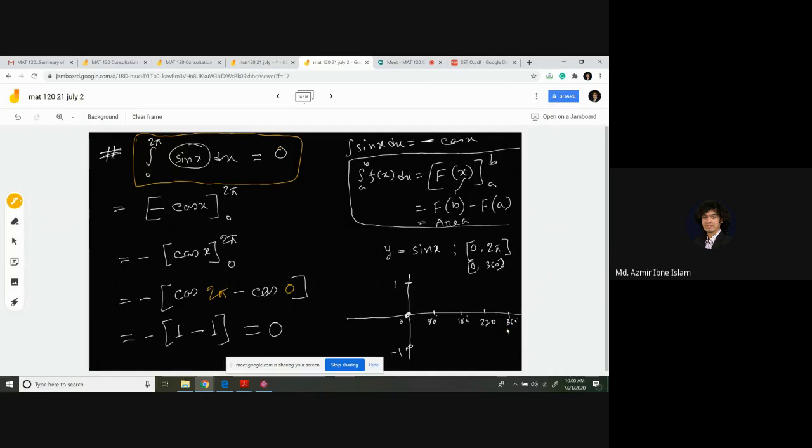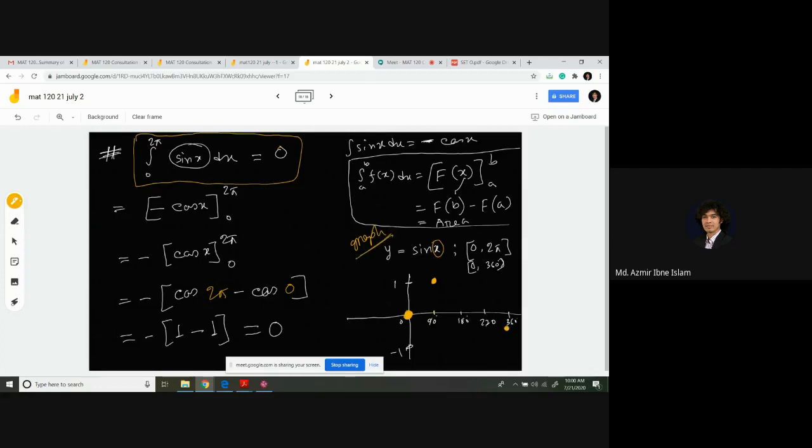If we input 0 here, what is the value of sine 0? Sine 0 is 0. Now input 90 degrees. Sine 90 degrees is 1. Clear? We are trying to draw the graph.